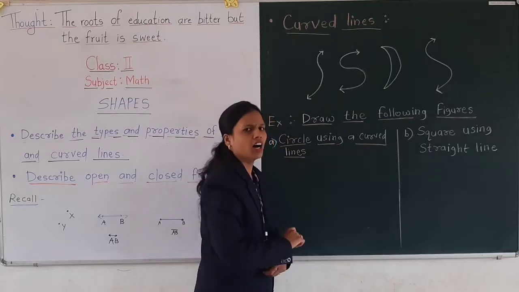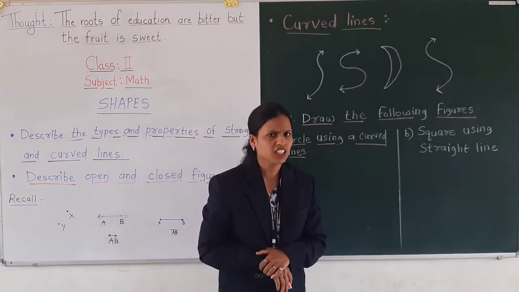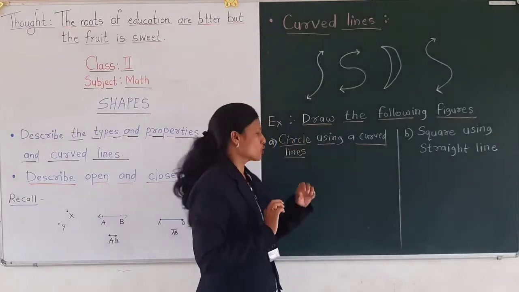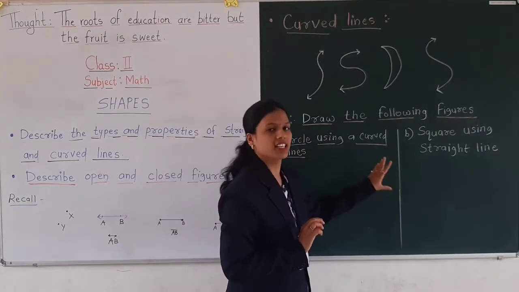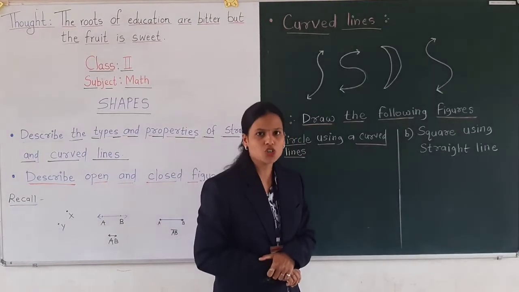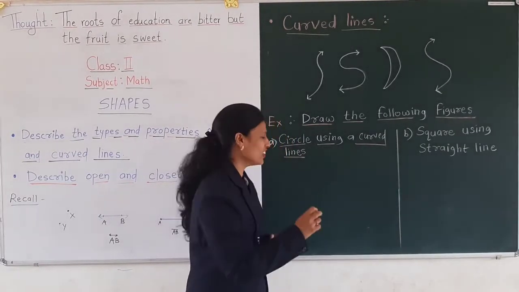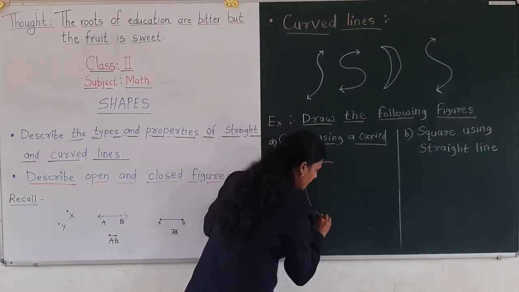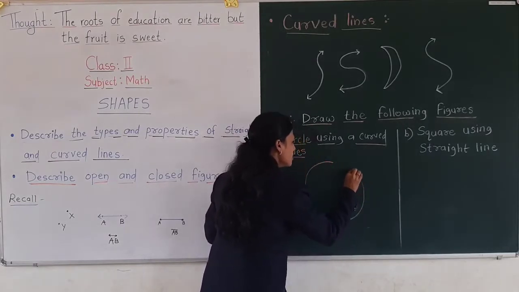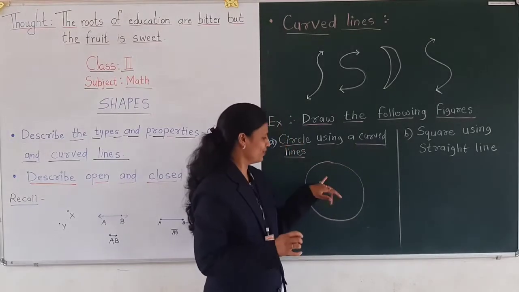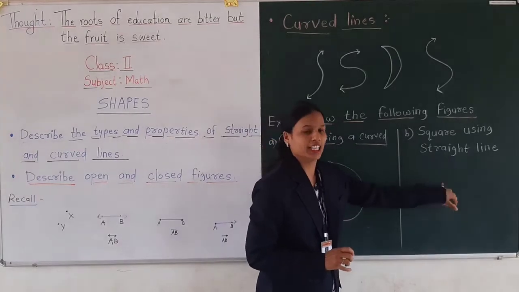Can you draw a circle with straight lines? No, because the circle shape is round. So what is the question? Draw the circle by using curved lines. So can you draw, students? Yes. Draw with me. How to draw? Use a curved line to draw the circle shape. Done? Now we'll solve the next question.